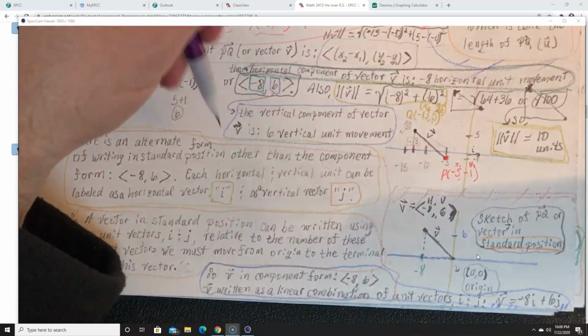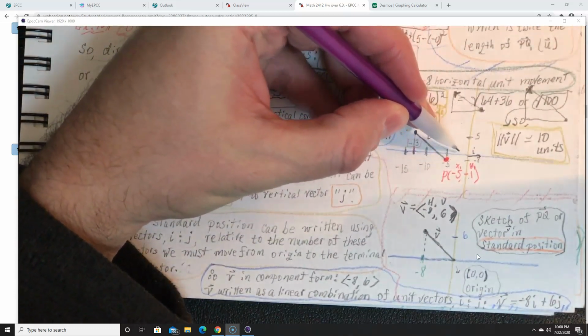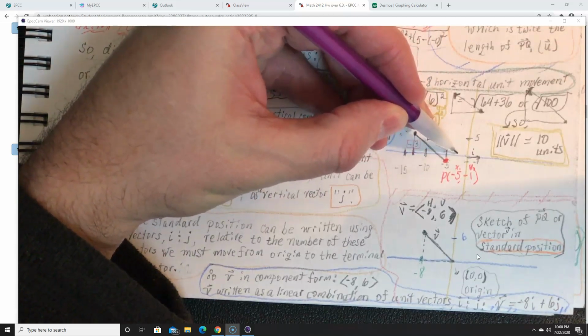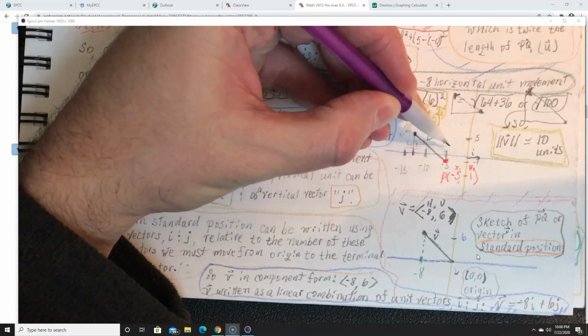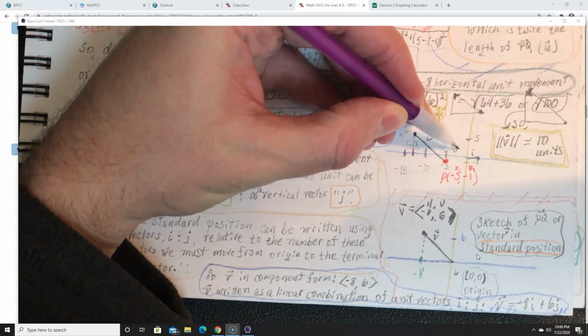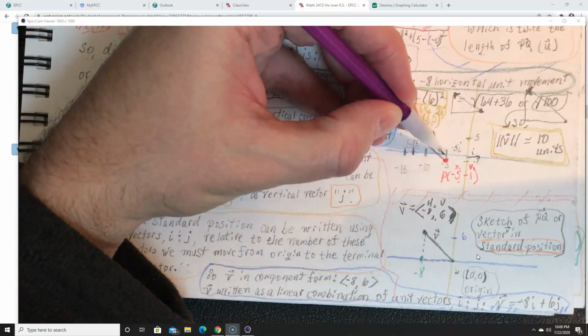If it was negative, like from here to here, it would be -1 unit, a second one, a third one, a fourth one, a fifth one. Each one could be called the i unit vector, and you could write it as -5i. That much.